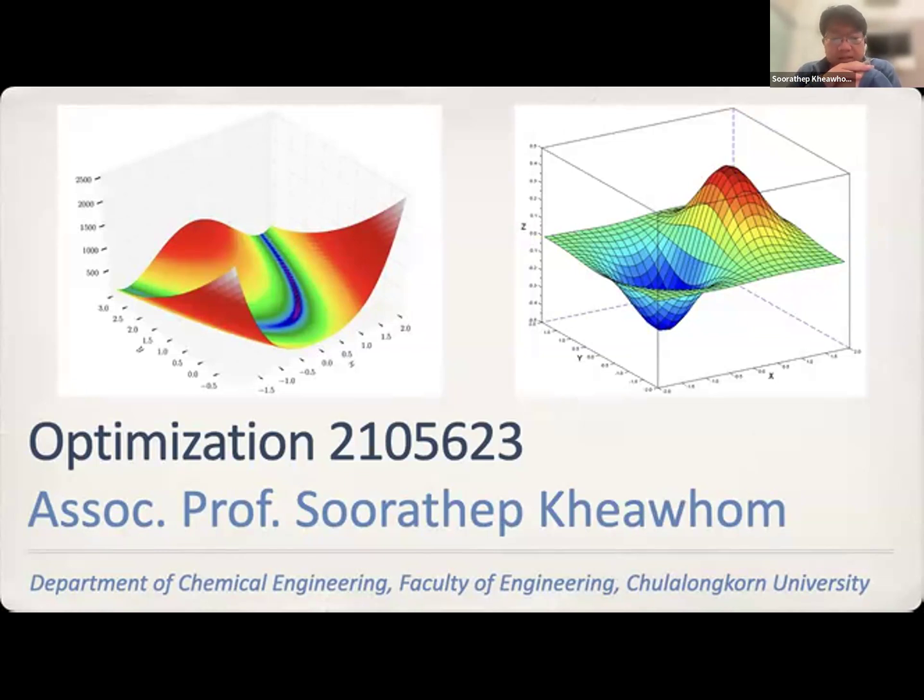The idea of the course is 2105632. When you see any course starting with 2105, it's our department, right? And what about number six? Number six means this course is for graduate study, for master's or doctoral students.